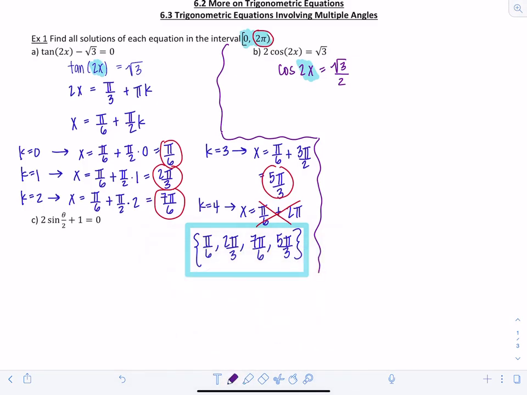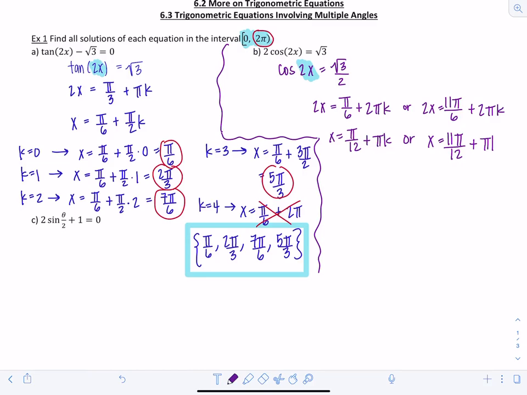So let's think, when is cosine equal to rad 3 over 2? Well, 2x would equal pi over 6 plus 2 pi k. Would that capture all my solutions? No, also in quadrant 4, cosine's positive. So, or 2x is equal to 11 pi over 6 plus 2 pi k. All right, now dividing each of these equations by 2, I get x equals pi over 12 plus pi k, or x equals 11 pi over 12 plus pi k.